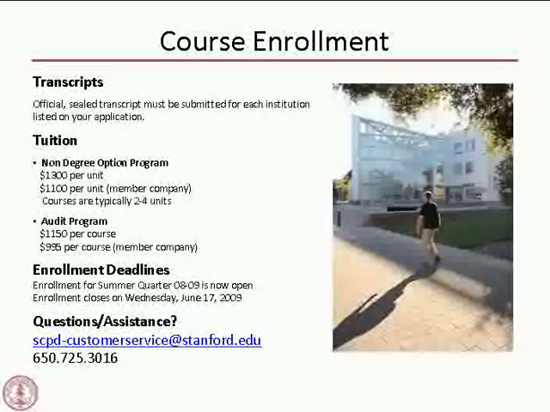On a per unit basis, there's a significant cost savings, and typically courses are 2 to 4 units. As you saw, we have a new pilot program, an experiment this summer with the 2-unit courses in electrical engineering. The audit tuition on a per course basis for non-member companies is $11.50, and if you're a member company, the audit tuition is $995. The enrollment deadlines and assistance are located on SCPD's website.